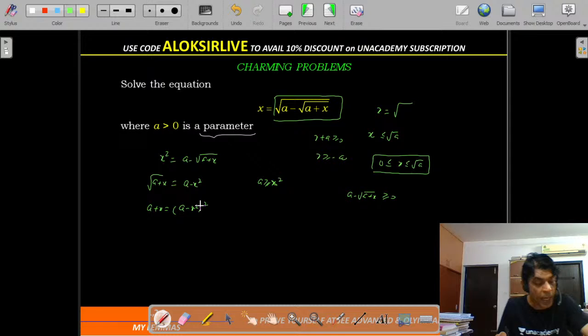And if you do this, then you will get exactly the same thing. x to the 4 minus 2x squared plus a squared is a plus x. And so you are getting here x to the 4, a squared again, a squared minus 2x squared plus 1 times a, and then plus x to the 4 minus x equal to 0. So you got the same thing.